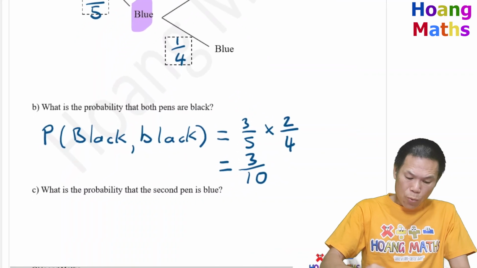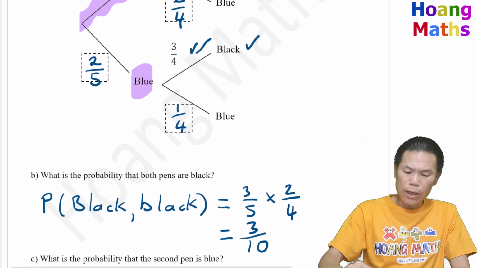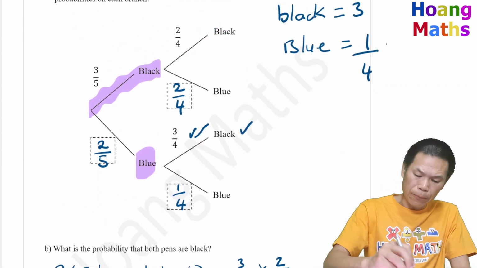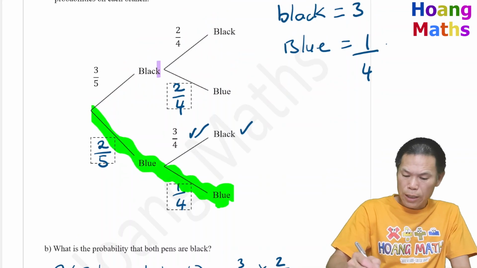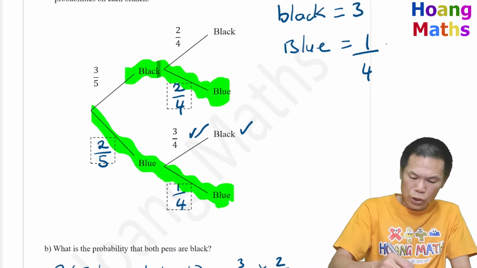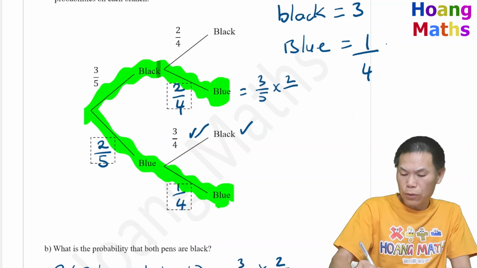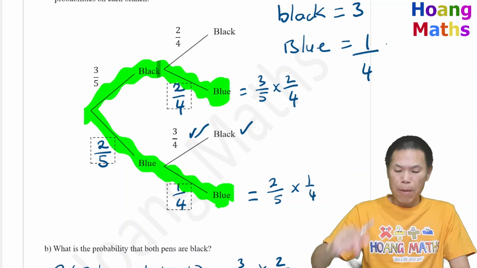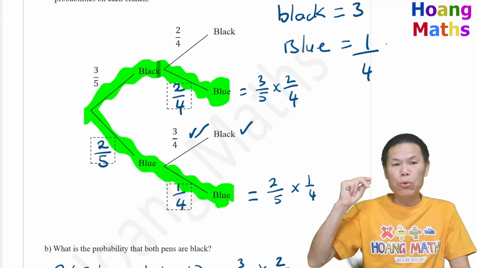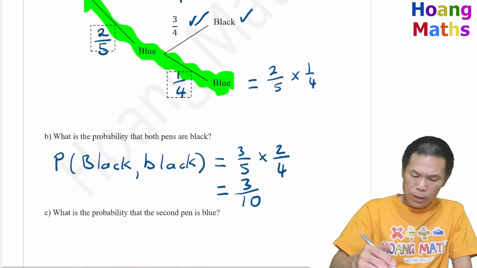Now, part C. What is the probability that the second pen is blue? So second one is blue. So we just focus on the second one. Let me clear this. So the second one is blue. So this one here. So we need this branch. And the second one is blue. So we need this branch. So this branch here is 3/5 times 2/4. So this probability here, 2/5 times a quarter. So we just add them up. Okay, the second drawn must be blue, so that it can be black blue or blue blue. So both of them. So now we just write it down.